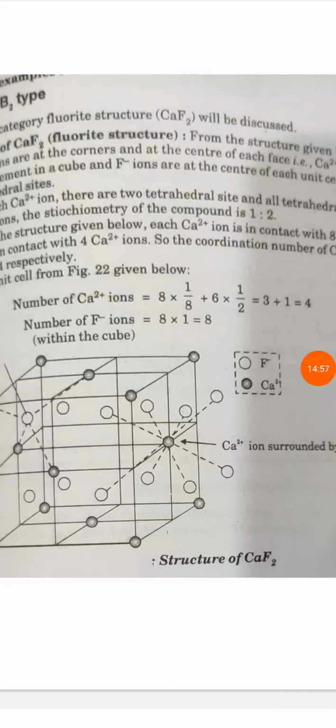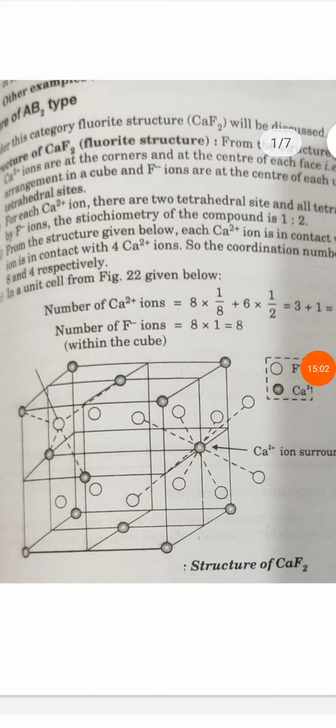In a unit cell, from the figure as shown, we can say that the total number of calcium ions is 8 multiplied by 1/8 plus 6 multiplied by 1/2, that is 3 plus 1, because all calcium ions are present at the corners and in the face centers. So there are a total of 4 calcium ions. And the number of fluoride ions: because all the tetrahedral sites are occupied, and the total number of tetrahedral sites is 8, there are a total of 8 fluoride ions.